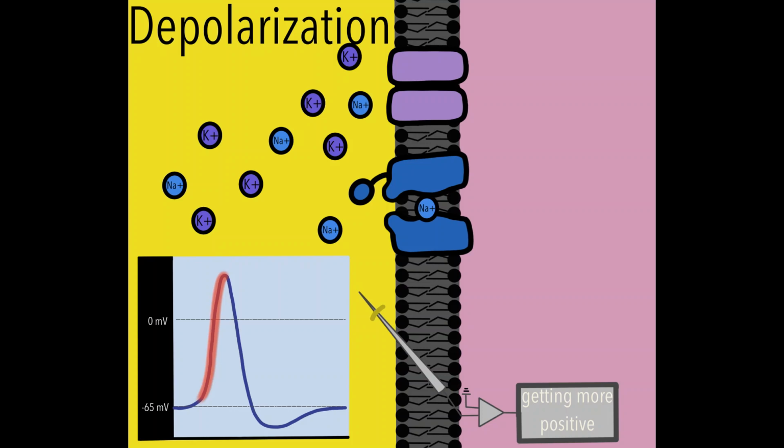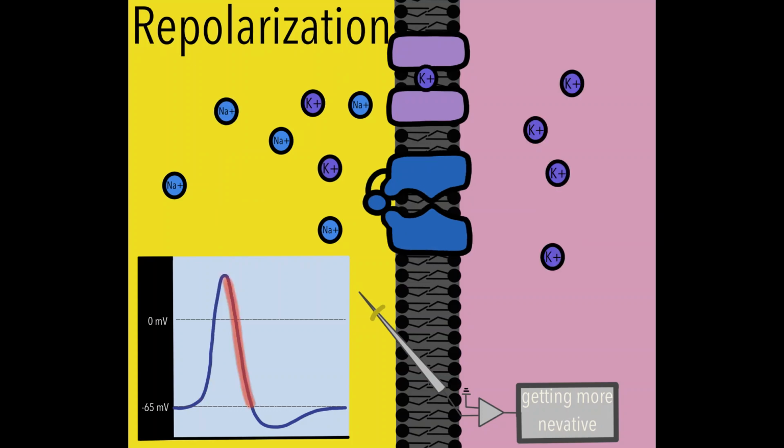We are now entering into the depolarizing phase. The voltage-gated potassium channels are closed. The voltage-gated sodium channels are now active. This results in sodium ions going from a high concentration to a low concentration, which means sodium ions, a positively charged ion, rush into the cell. This causes the membrane potential to become more positive. After this, we reach an overshoot phase.